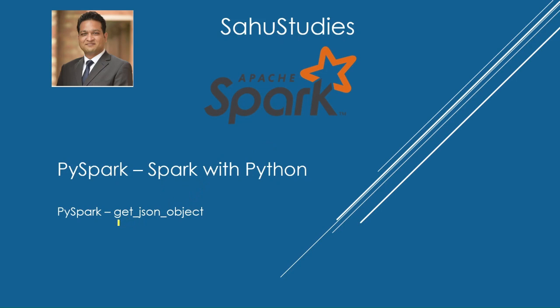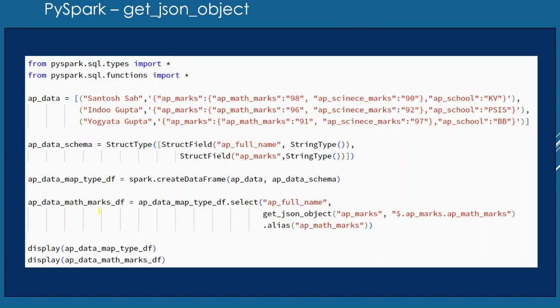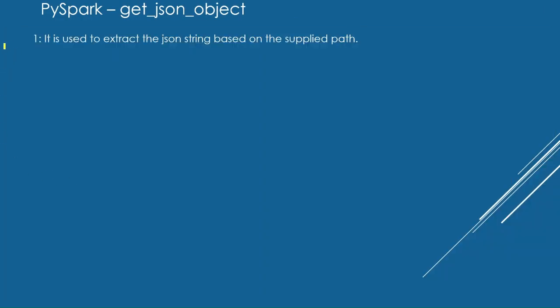In this video, we are going to see how the get_json_object function works in PySpark. So why do we use the get_json_object function? It is used to extract a JSON string from a supplied path. Suppose you have a JSON string and you want to extract some content out of it. How are you going to do it? We are going to use the JSON function and supply the path from where we want to fetch data from a JSON string.